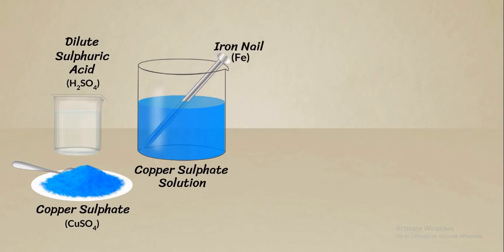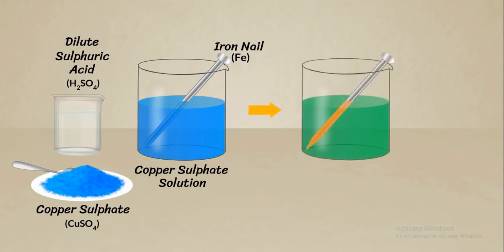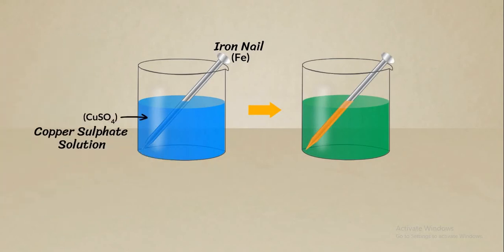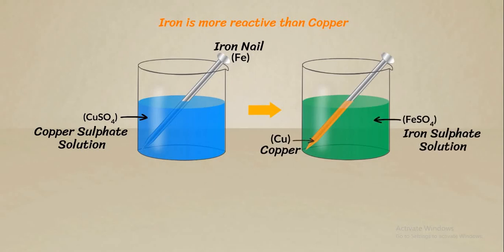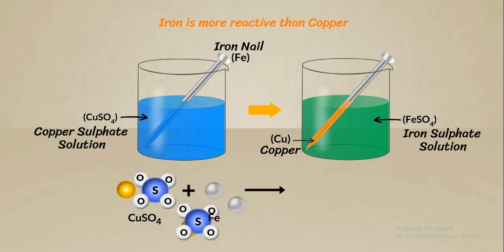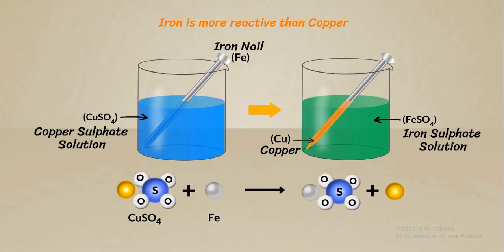Now take a polished iron nail and put it inside the beaker. Gradually, the blue color of the solution changes to green. It is because iron is more reactive than copper. It removes the copper from copper sulfate and sits at its place. We can say iron displaces copper from copper sulfate.